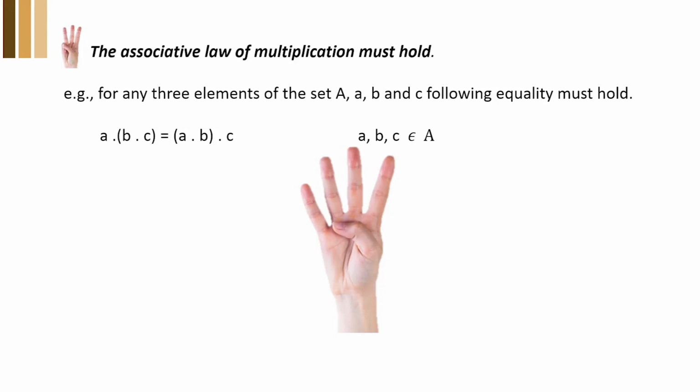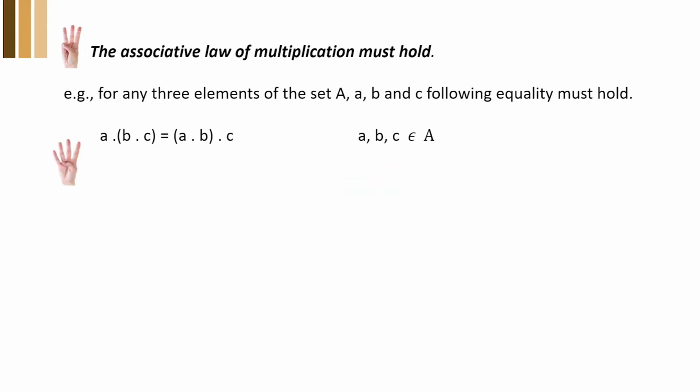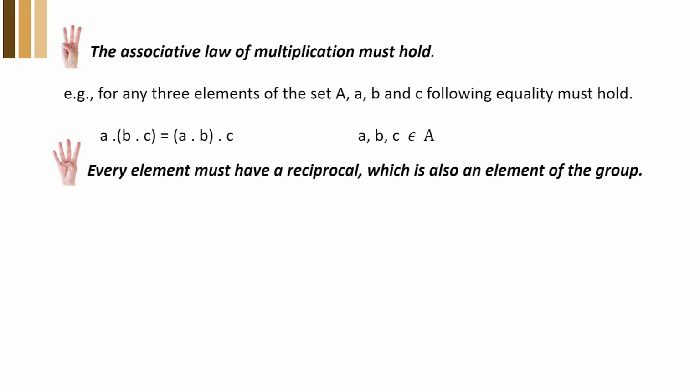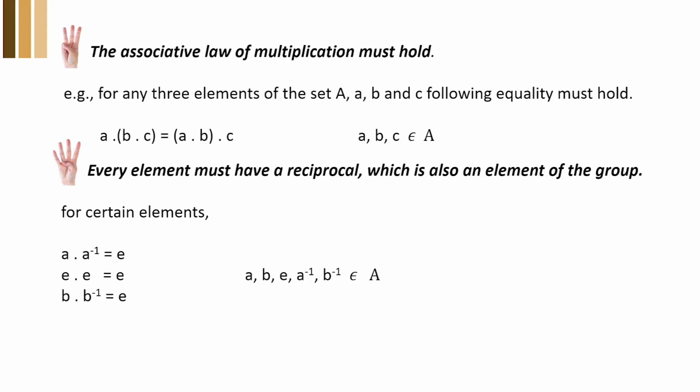The next point, the fourth point and the utmost important point of group theory, is the existence of a reciprocal element within the set. It states that every element must have a reciprocal, which is also an element of the group. It implies that we ask what should be multiplied by A so that we get identity. So the reciprocal of A, that is 1 by A or A inverse. Similarly, what should be multiplied by E to get E? Obviously when E is multiplied by E, the answer is E. E and E both are identity elements. And what should be multiplied by B so that we get E? So B should be multiplied by B inverse or 1 by B, then the answer would be E, and so on for A, B, E, A inverse, B inverse, etc.